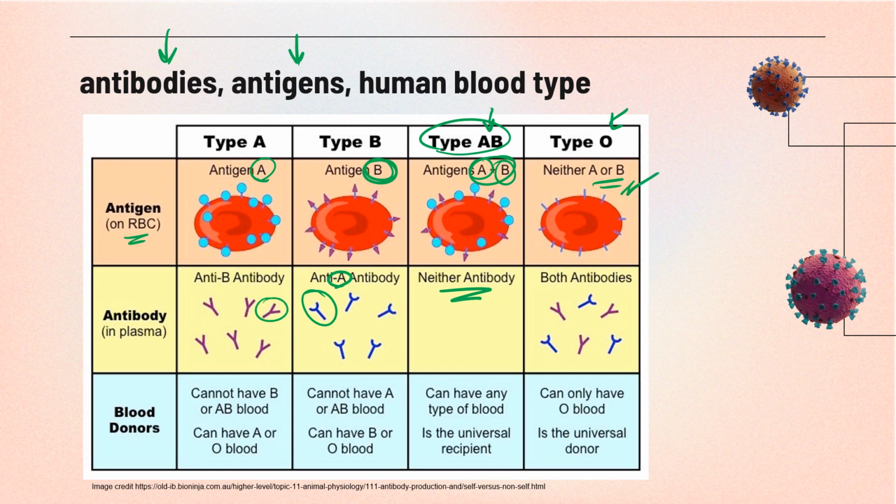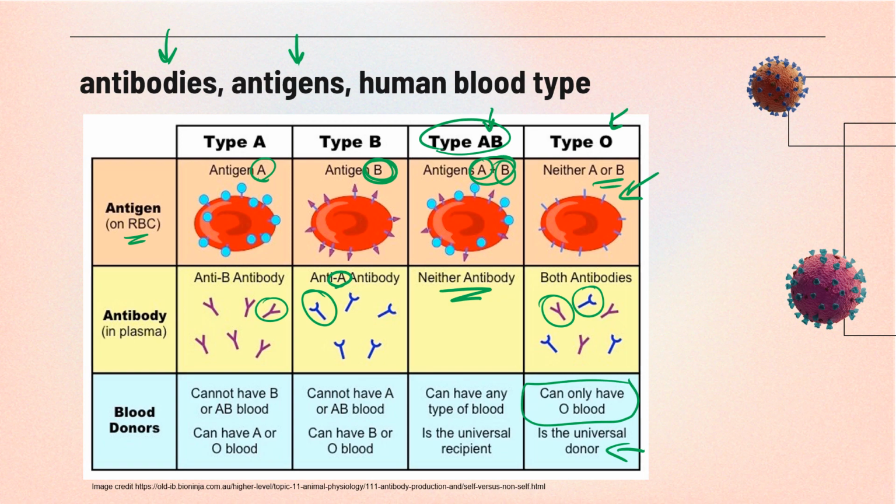Those of us with type O blood, which is the most common type of blood, have neither A nor B. So both A and B glycoproteins are bad. They're not us. And so we'll make both anti-A antibodies and anti-B antibodies. People with type O blood are considered the universal donors. Their blood can be given to anyone, but they can only receive type O blood.